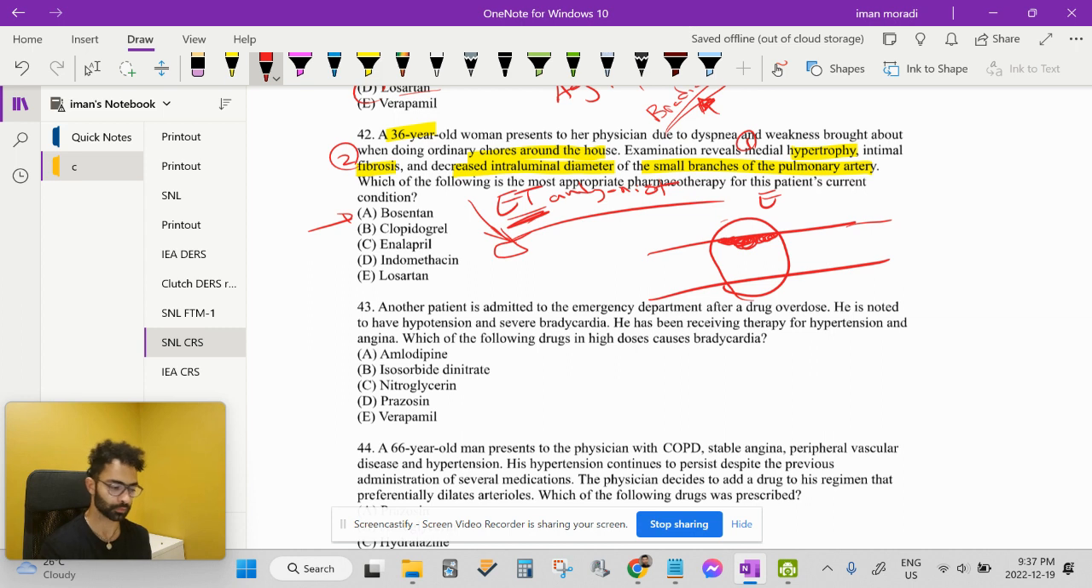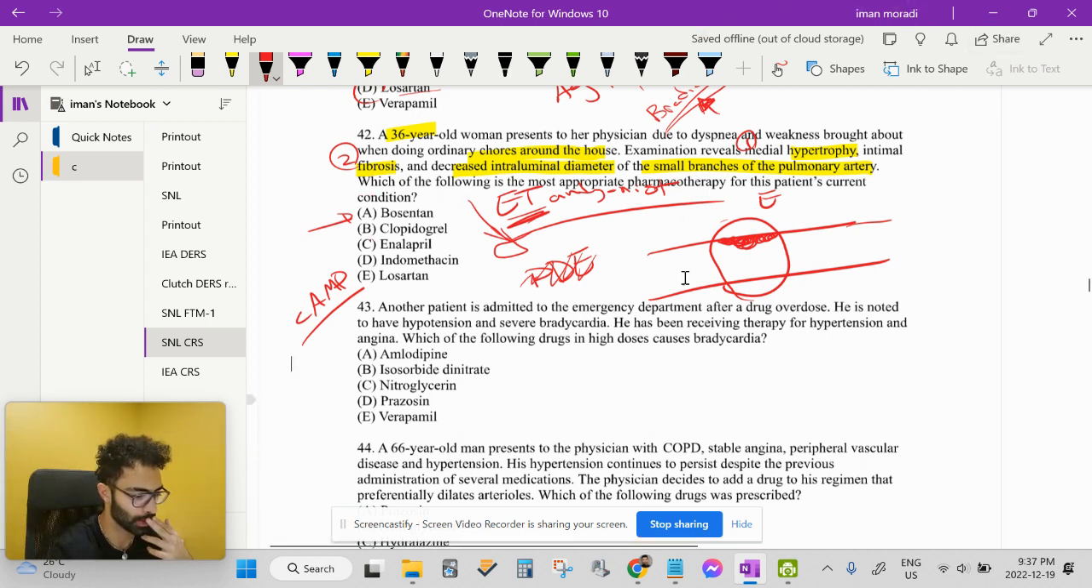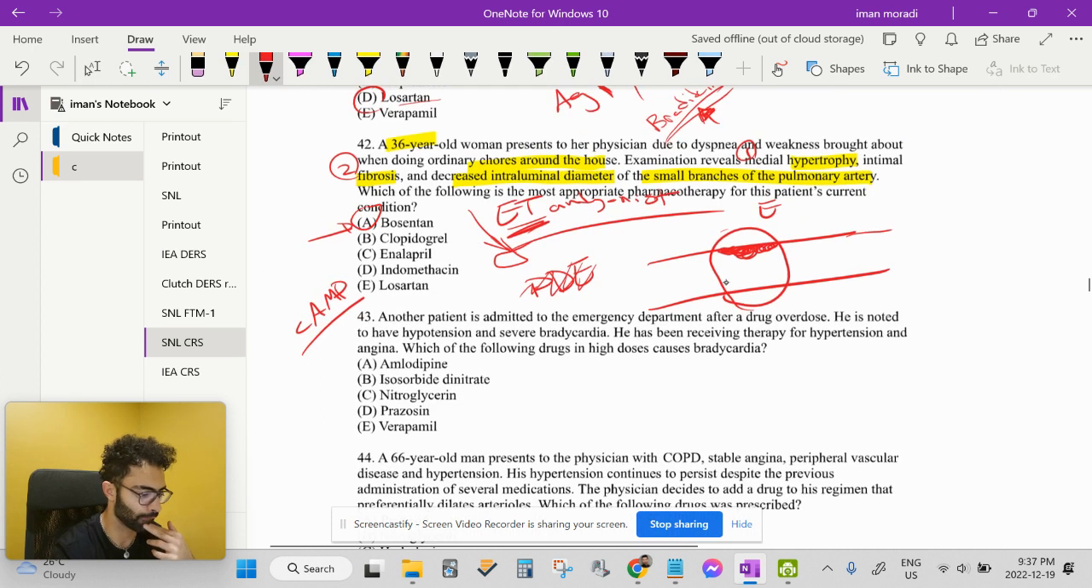The other thing that's useful for these patients is a phosphodiesterase inhibitor like sildenafil, which will increase cAMP. I remember I said cAMP in the vasculature means relaxation. But it's a really bad disease that has poor prognosis. So the answer is A.